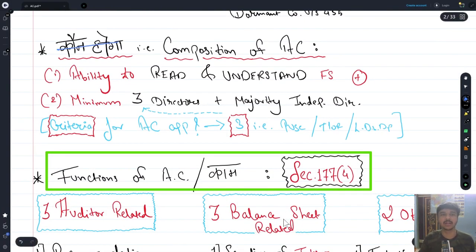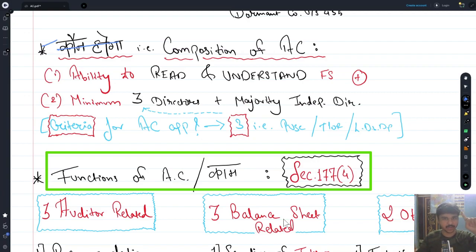Now ignore this. While making the notes I have also used this language. Now what will be the composition of audit committee? The companies that told me, okay, you have to form an audit committee, I have formed an audit committee. But how could I form it? Like, who will be there now? Okay, on paper I might say, okay, I have formed an audit committee, but who will be the people there?